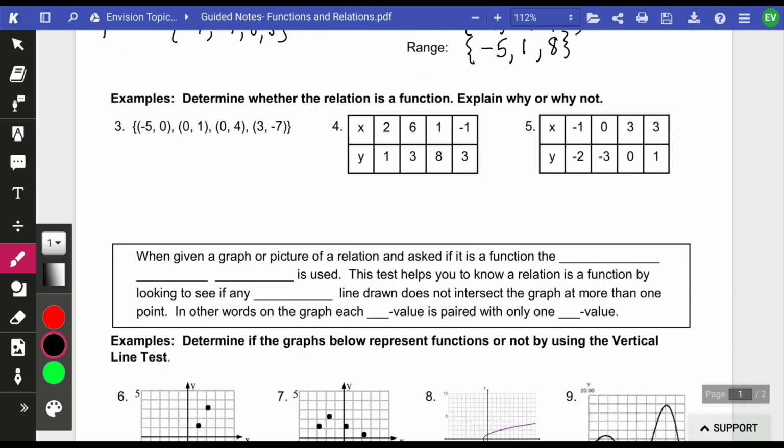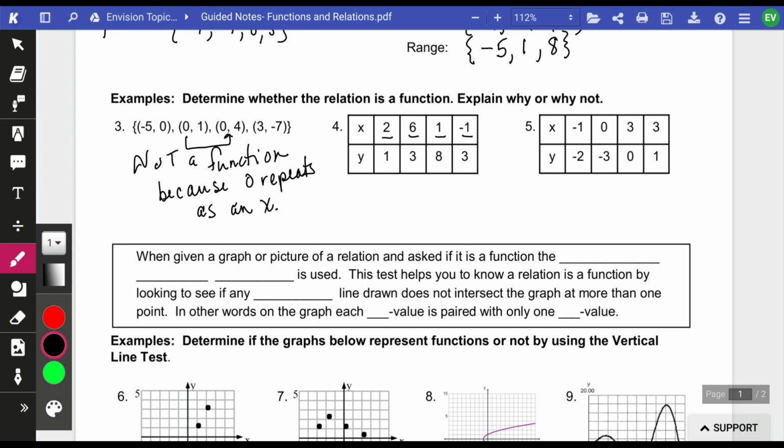Determine whether the relation is a function. Remember, we only want each x value to have one y value. So in number 3, we repeat the 0 in the x. So not a function. It is a relation, but it's not a function, because the 0 repeats as an x. If we look at the next one, our x values, 2, 6, 1, and -1, they're all different. So this one is a function.